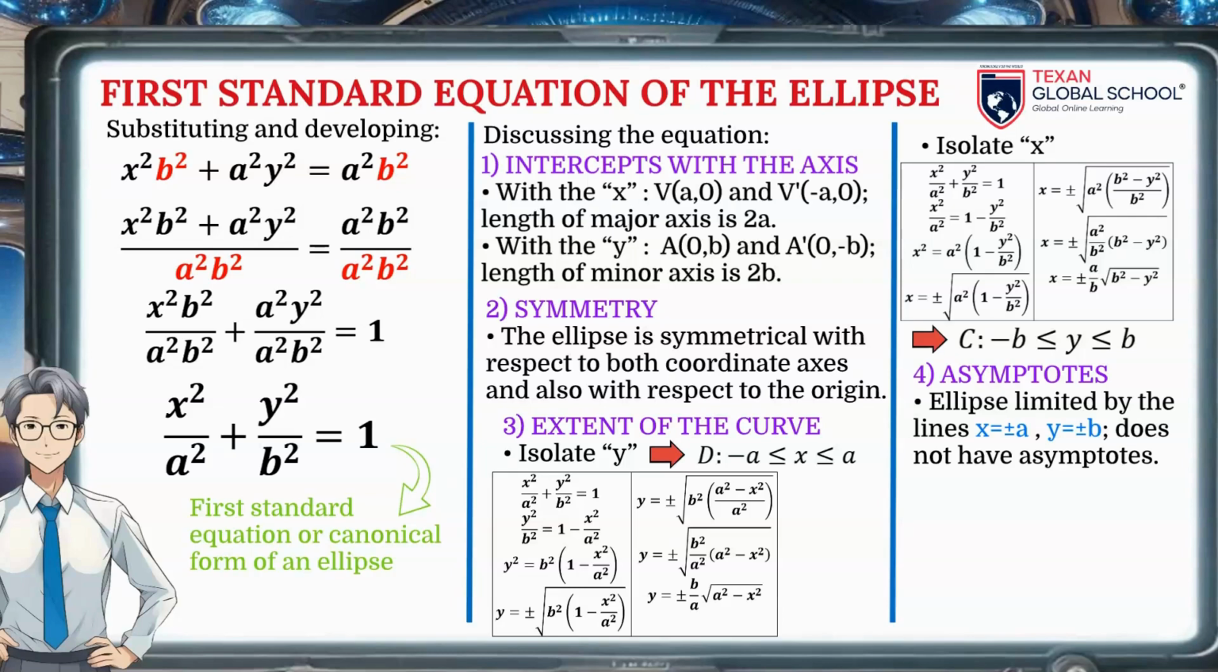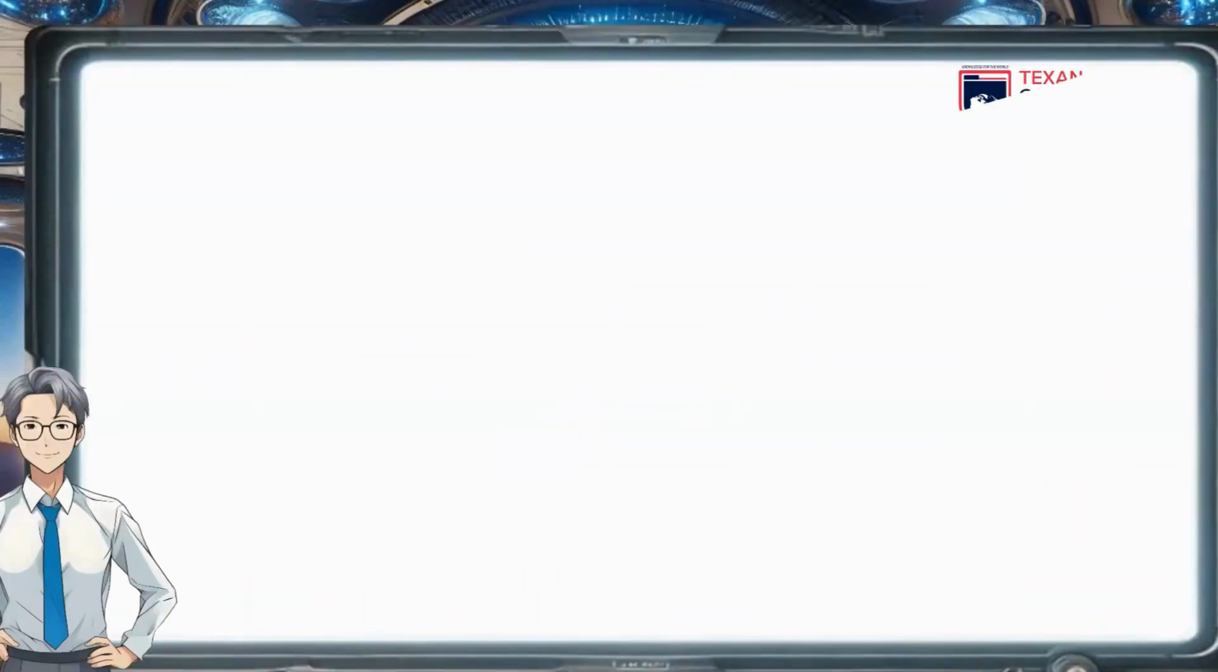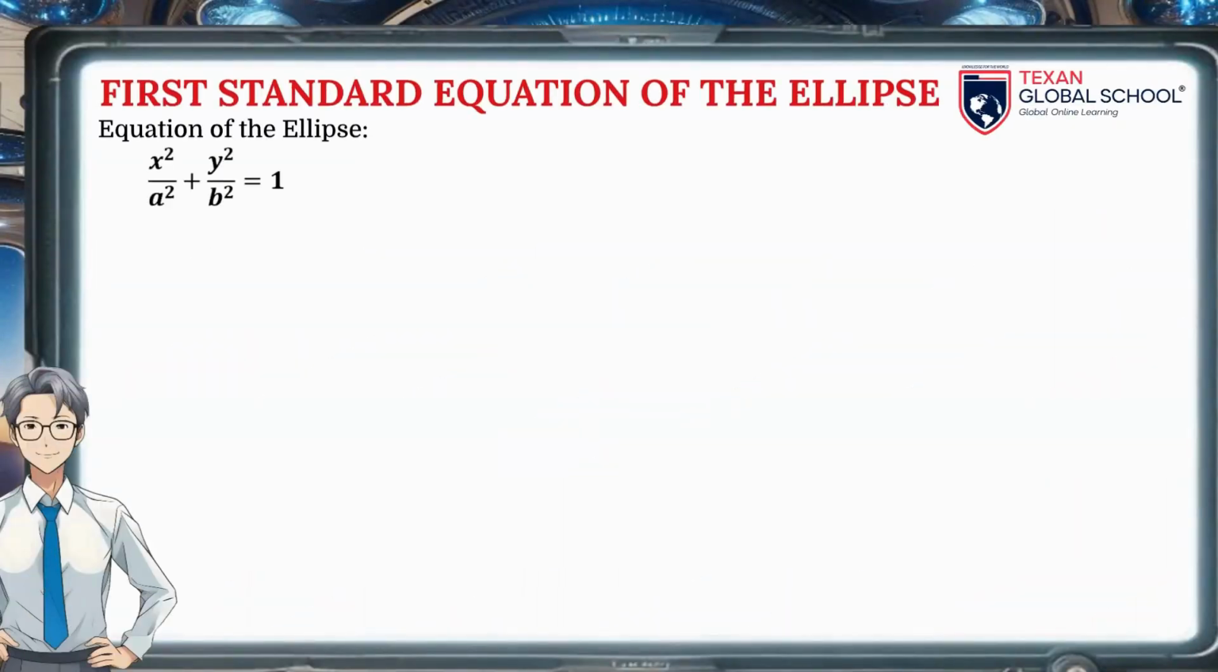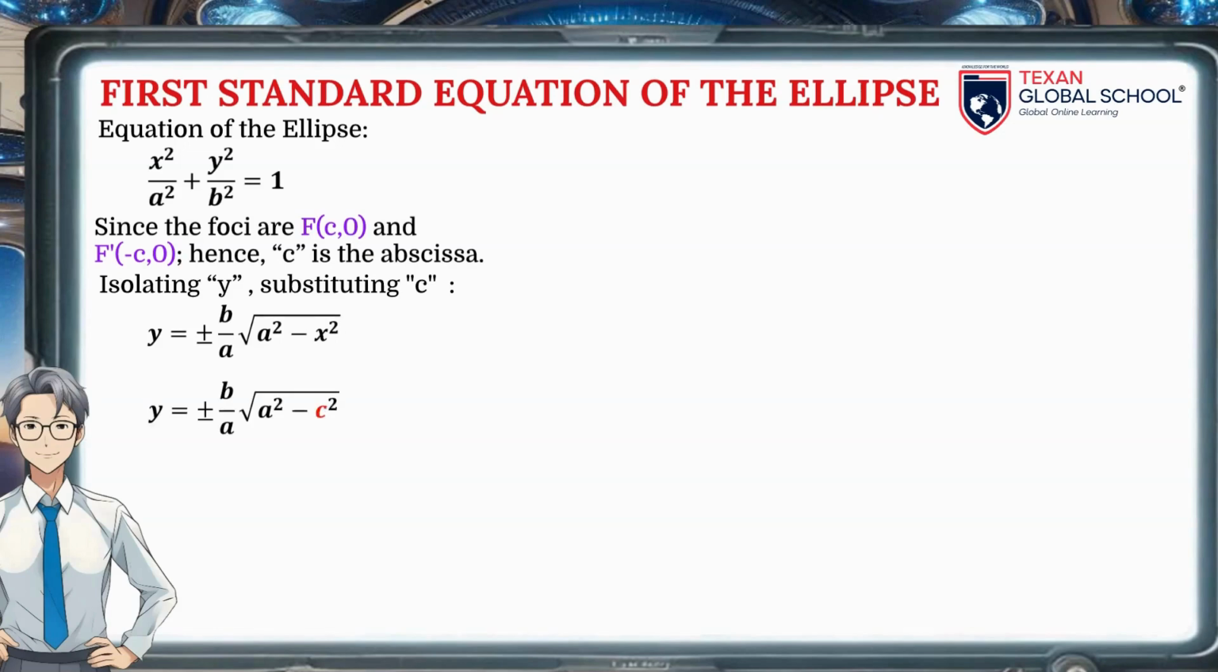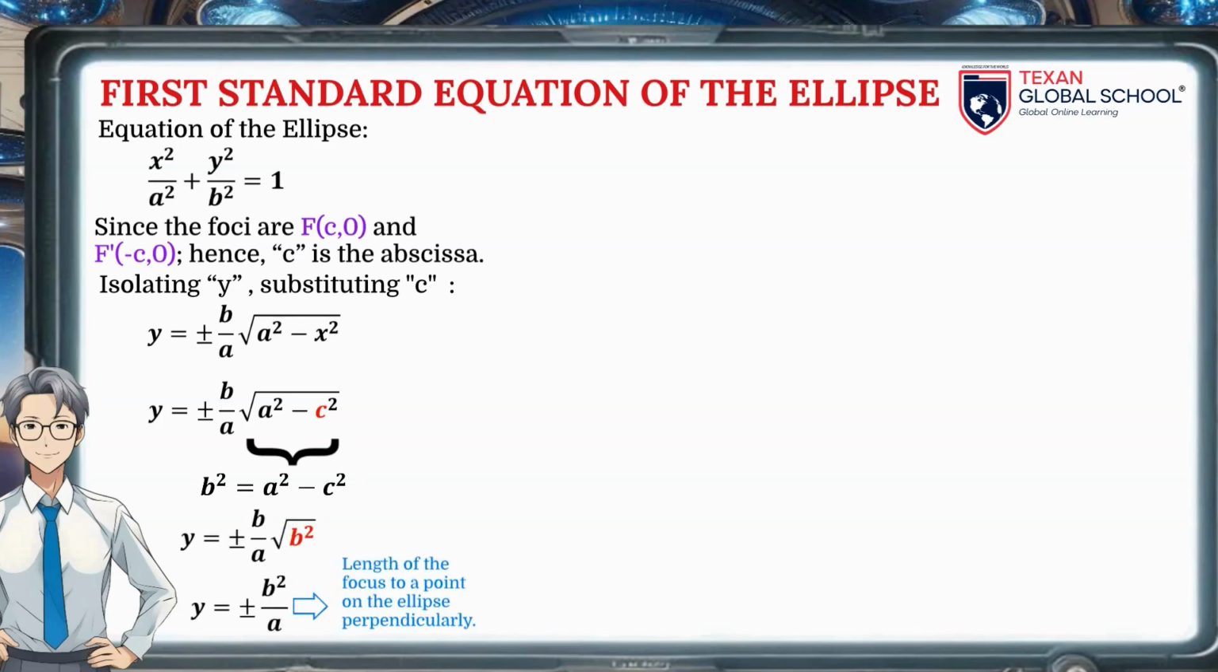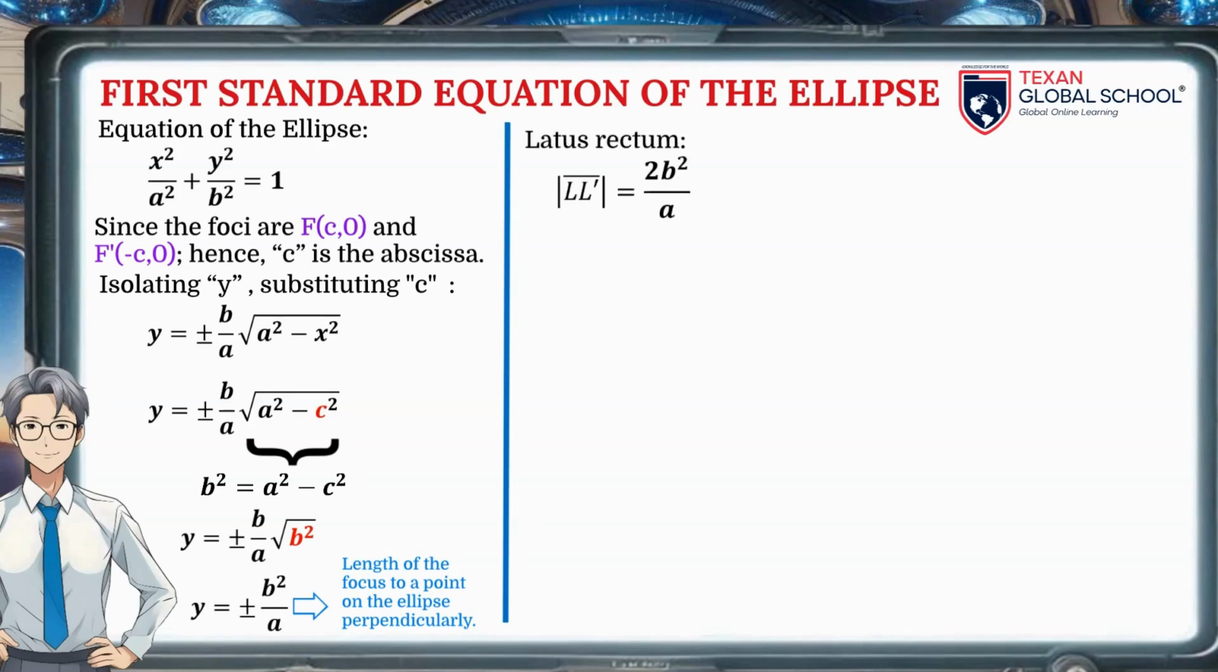Using again the first standard equation of an ellipse, from its foci it can be seen that c is the abscissa. If we use the equation of the ellipse with the y cleared to obtain the value of the ordinate, substitute c for x, and, using the previous relationship between a, b, and c, it results that the ordinate is b squared over a. This value is the length of the ordinate, or the perpendicular distance from the focus to a point on the ellipse. Therefore, the length of the latus rectum will be twice that distance, as shown on the board.